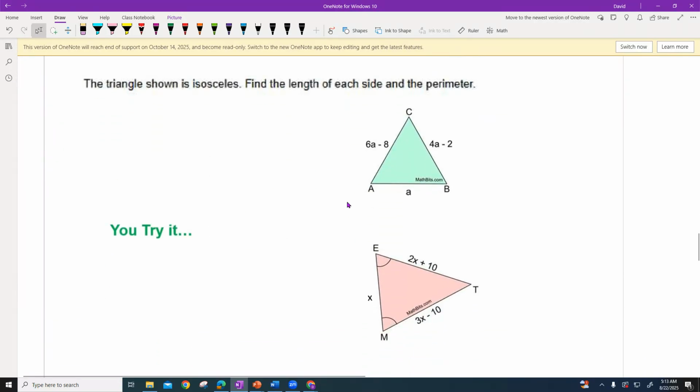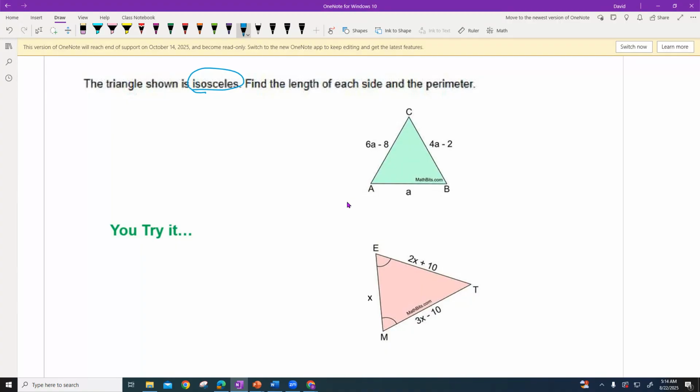So as kids were coming into class today, I said, the different kinds of triangles: there's isosceles triangles, equilateral triangles, and scalene triangles. And that's when we're classifying them by their sides. And isosceles means there's 2 sides that are equal to each other. They're the same length. And so we need to find the length of each side, and then we need to go and find the perimeter.